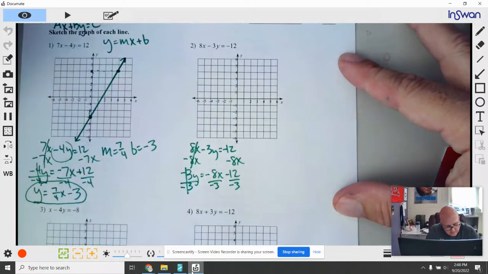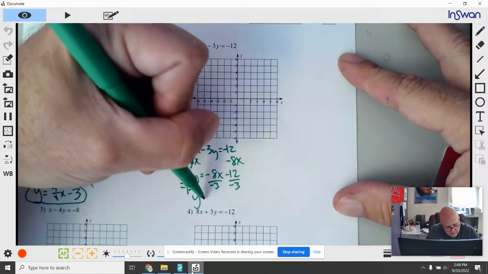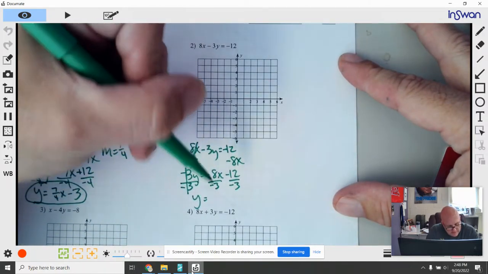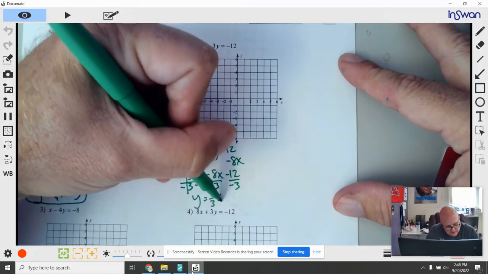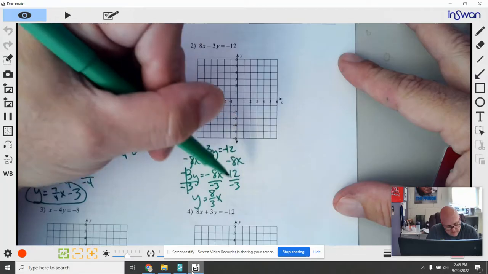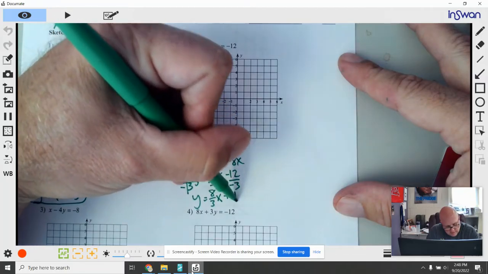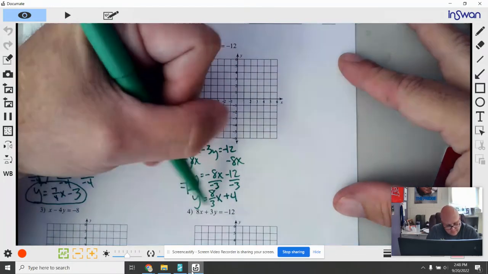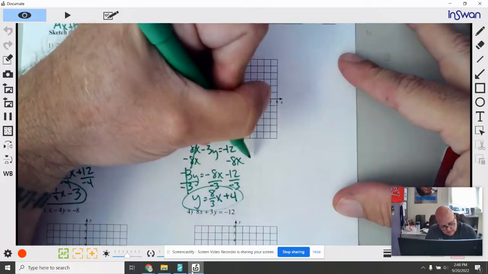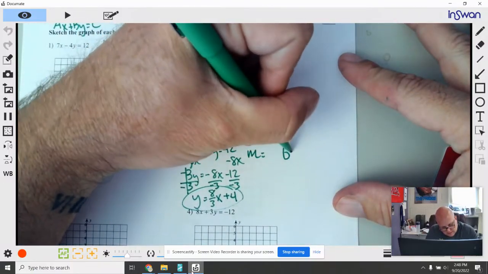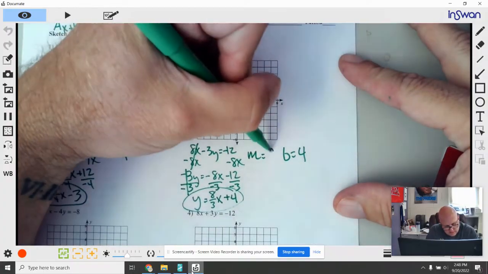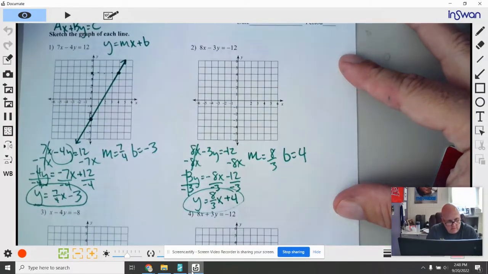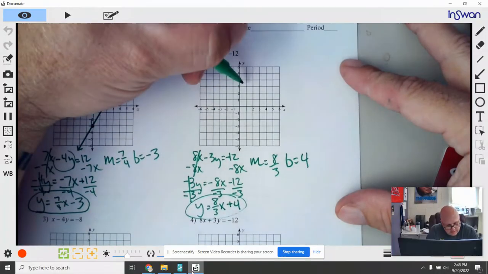So those cancel. We get positive y. Over here, negative, negative, again, cancel out. You get 8 over 3, that does not reduce. And negative over negative, that makes positive 4. Okay, so I'm going to write m equals, b equals. So my b is 4. My m is 8/3. Okay, so I'm going to start here at 4.